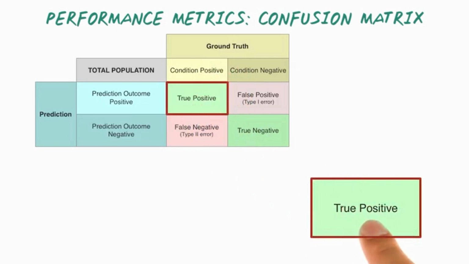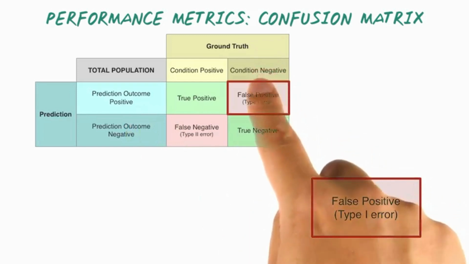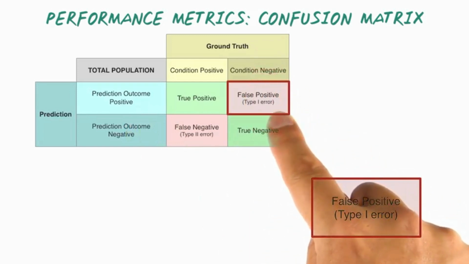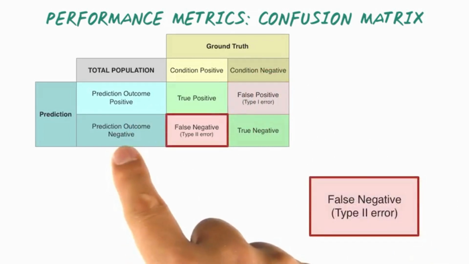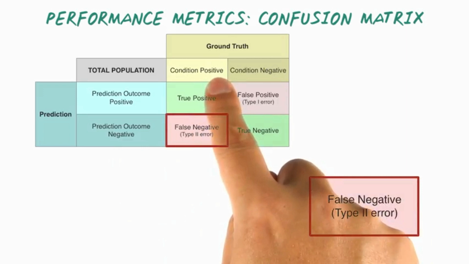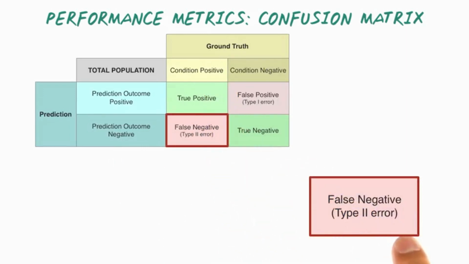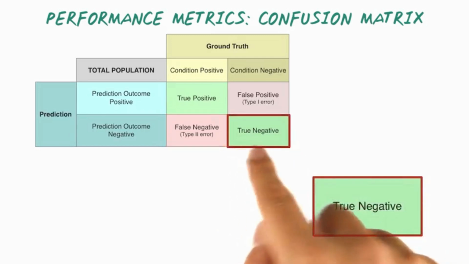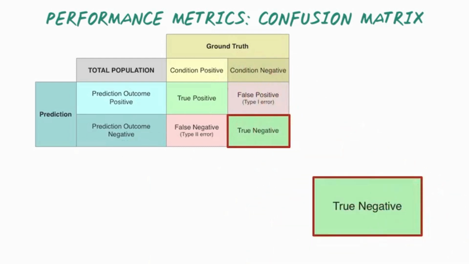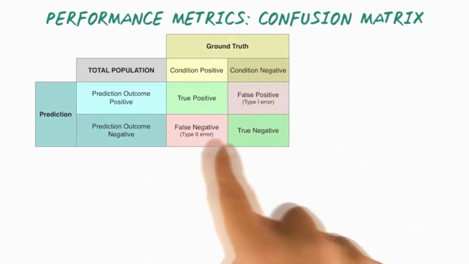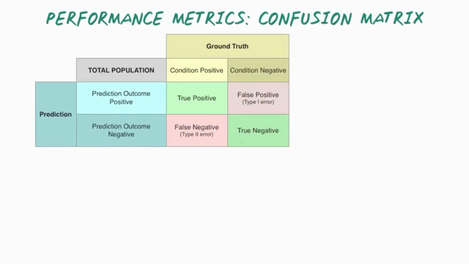If the prediction outcome is positive and the ground truth value is also positive, then we call this true positive. However, if the prediction outcome is positive, but the ground truth condition is negative, then we call this false positive, or type I error. Conversely, if the prediction outcome is negative, and the ground truth condition is positive, we call this false negative, or type 2 error. Finally, a true negative occurs when prediction outcome and ground truth condition are both negative. In fact, this 2x2 matrix is called a confusion matrix, or a contingency table.